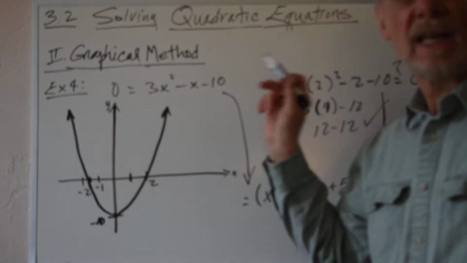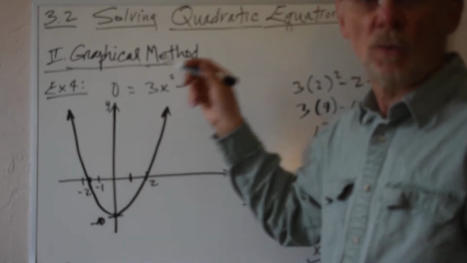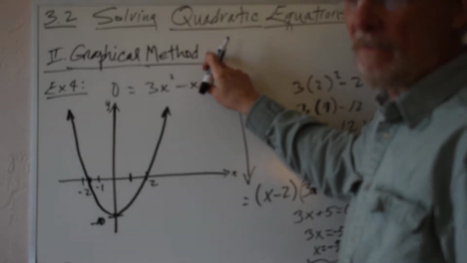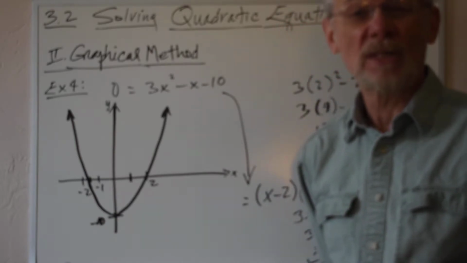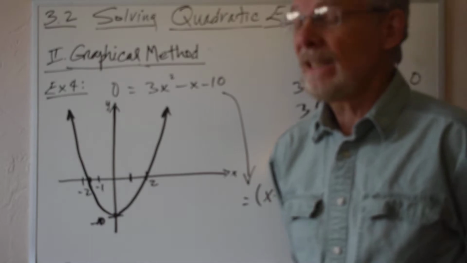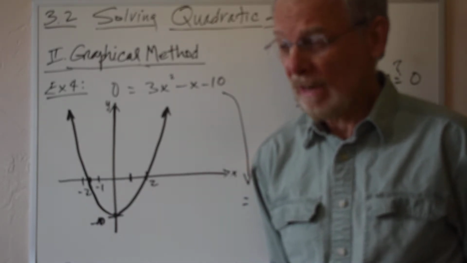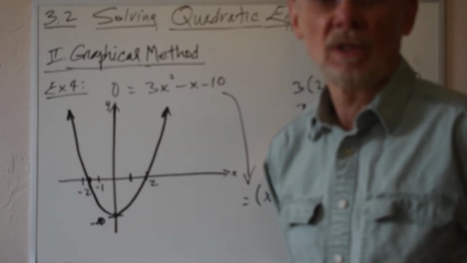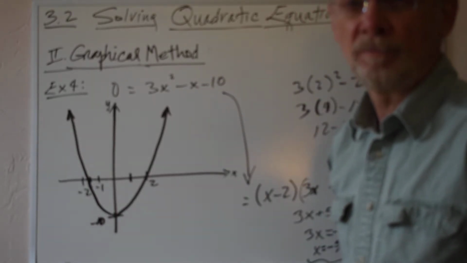Let's look at the second method that our textbook shows for solving quadratic equations. This is called the graphical method. Now this did not exist when I was a young whippersnapper taking algebra courses, because back in that day graphing computers or graphing calculators did not exist. Now they're available and they're affordable, so it's a whole new way to attack the problem.